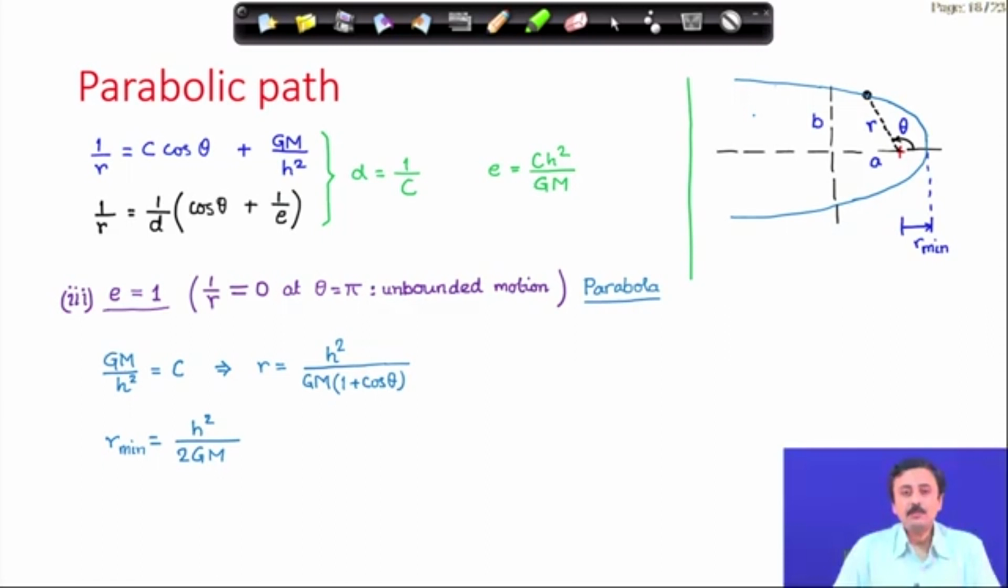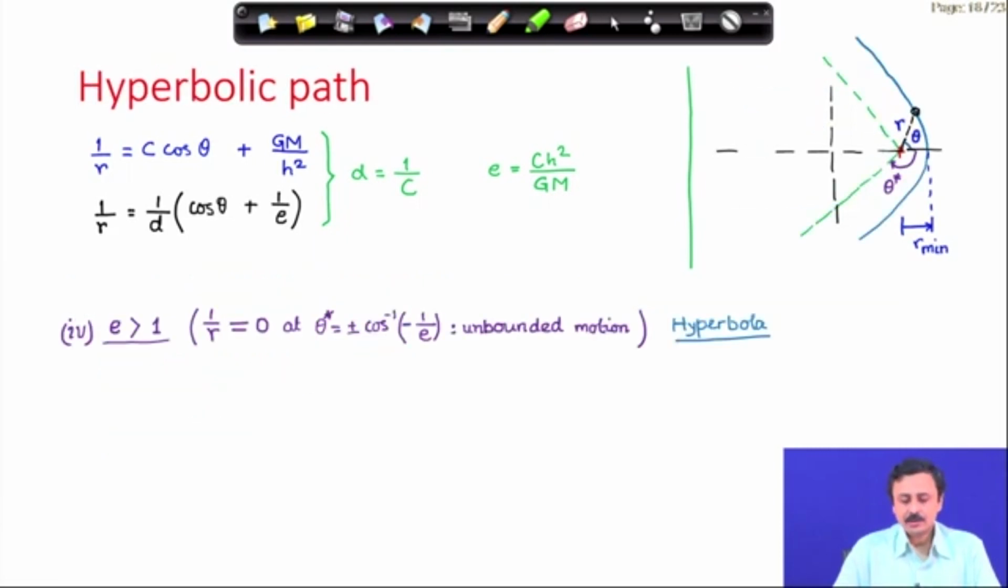For the parabolic path, for the first time the trajectory becomes unbounded at theta equal to pi. So, this is the parabolic path, for which eccentricity is 1. Then the hyperbolic path has eccentricity greater than 1, and it becomes unbounded for values of theta less than pi in the second quadrant, and also in the third quadrant as negative values, so something greater than minus pi.